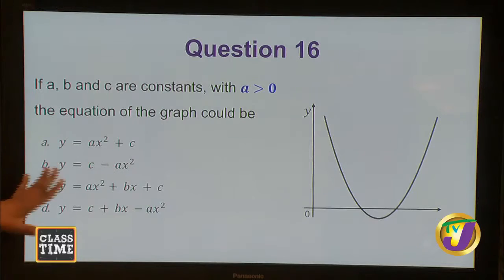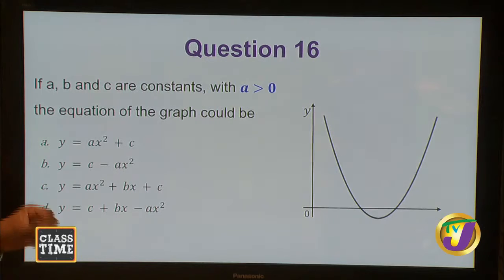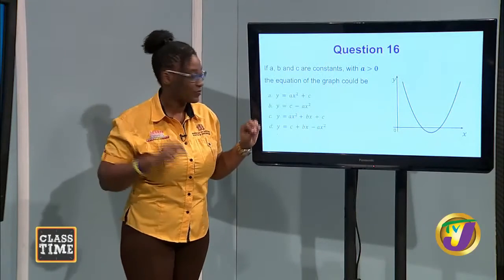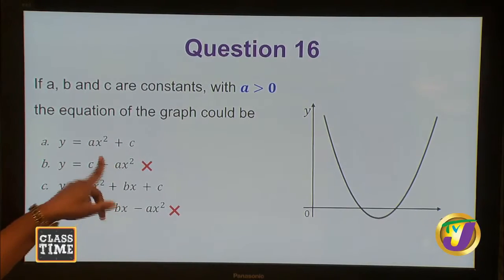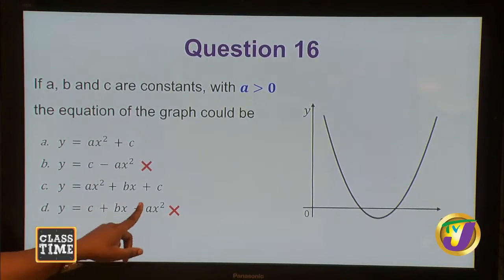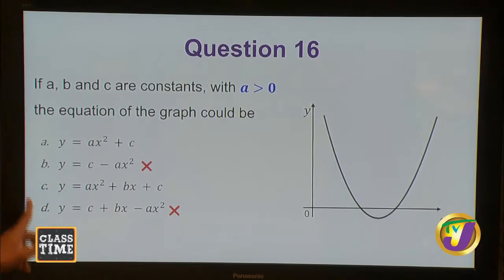Now, let's examine the equations here. So we're looking for A being some positive value. So we're eliminating anywhere that we see A showing up as negative. Which would be B here, because we have negative A here. And let's check this one. Aha. So we can eliminate those. So we're looking at the x squared term. So graphs for equations like B and D would be frowning. Sad. So we're choosing now between A and C.